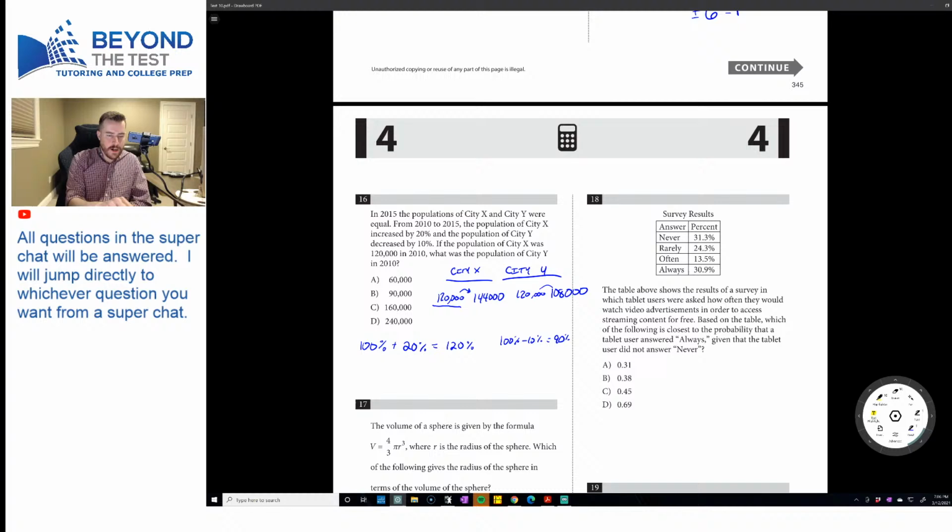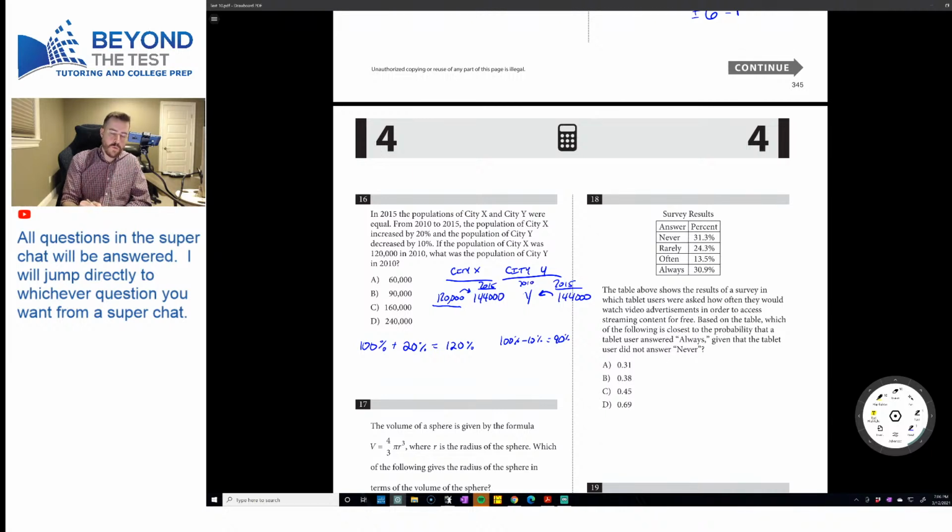Population of city X, oh, in 2015 they were equal. I did this backwards. So here's 2015. And see, that's what happens when you jump the gun. Okay, so in 2015 they were equal. So this population was 144,000 in 2015. So we actually wanted to figure out what that came from. Okay, so we need to figure out, well, what was this initially back in 2010?